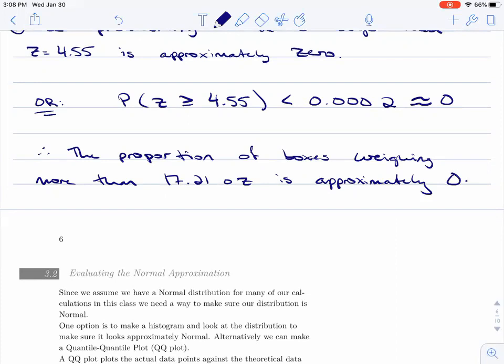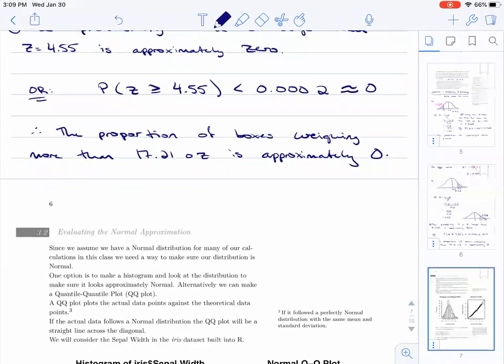Oops. Put in another blank page here. Oops.